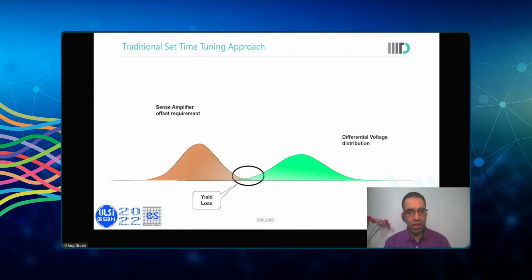We don't want that to happen. So what do you do? You try to push this curve out. How do you push this curve out? You can push this curve out by adding more delays into the replica path, where you say that you will trigger the sense amplifier a little later. When you trigger the sense amplifier a little later, this curve naturally shifts a little to the right. But that means performance goes for a toss.